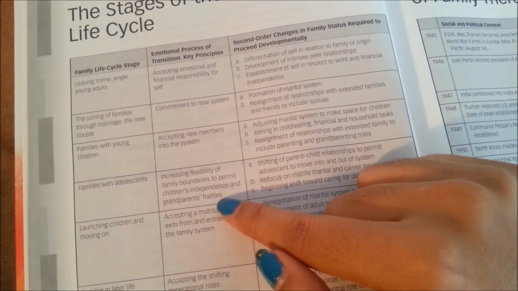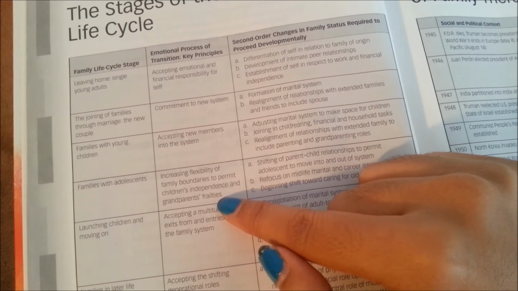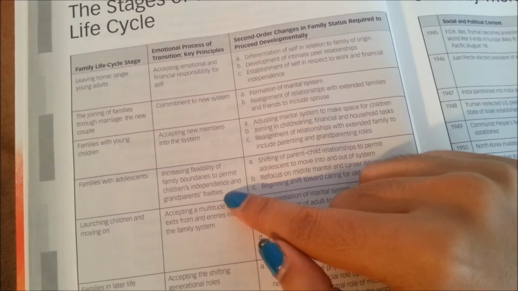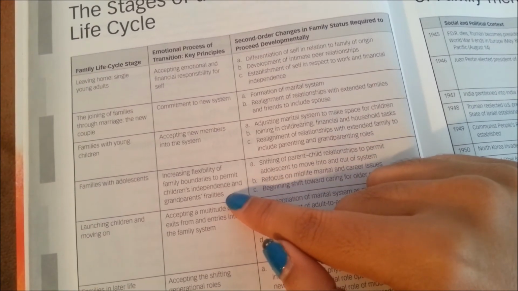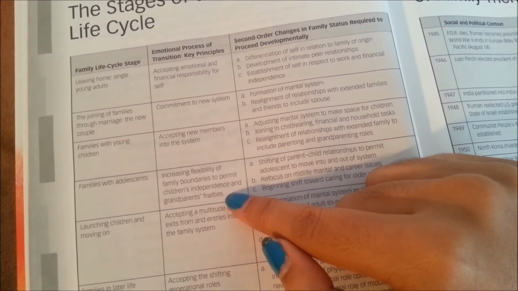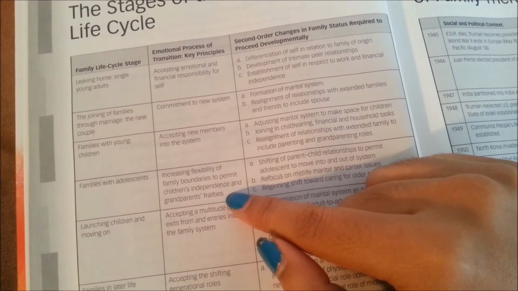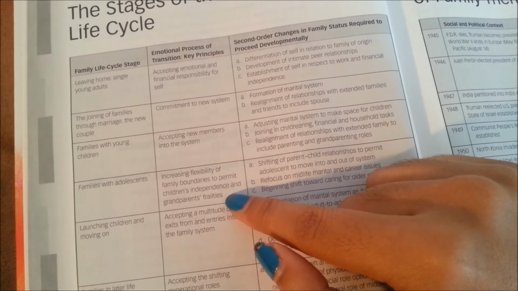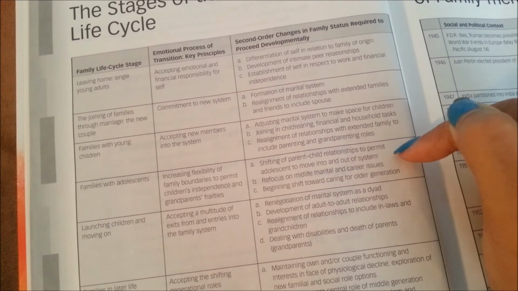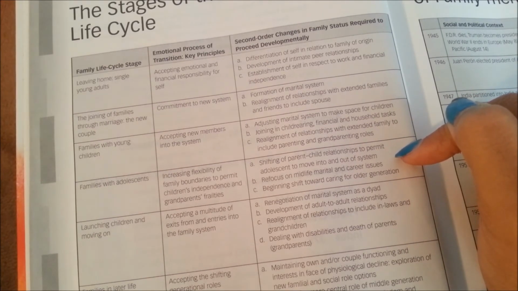So by the time baby Robbie is no longer a baby, he's teenager Robbie, grandparents are getting old. So they need to figure out what to do about that. Are they going to put the grandparents in the home? Are they going to have the grandparents move in with them? Are they going to maybe move the grandparents closer to where they live to make it easier to take care of them? So shifting of parent-child relationships to permit adolescents to move into and out of system.